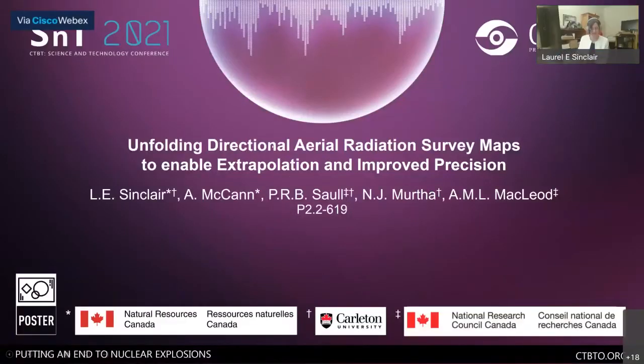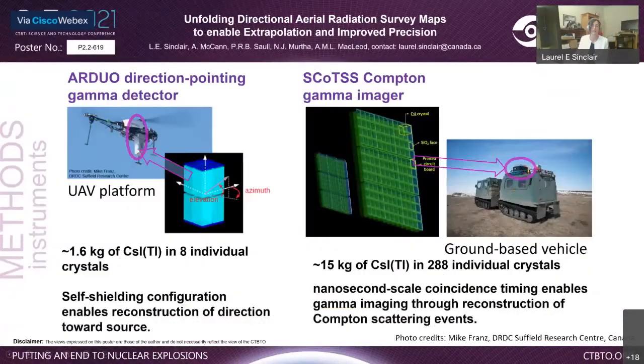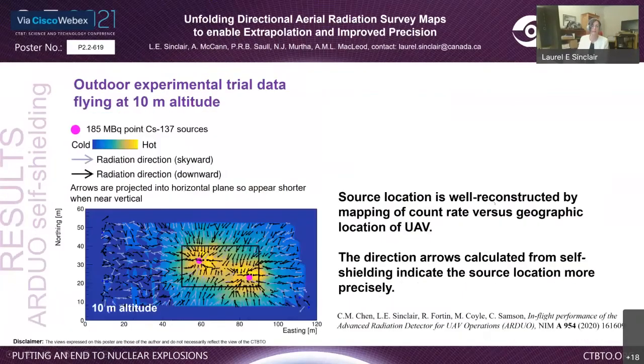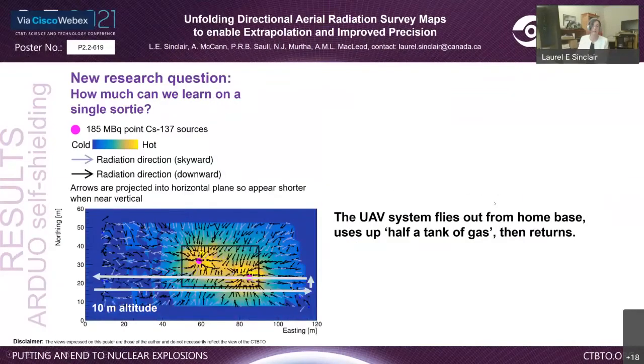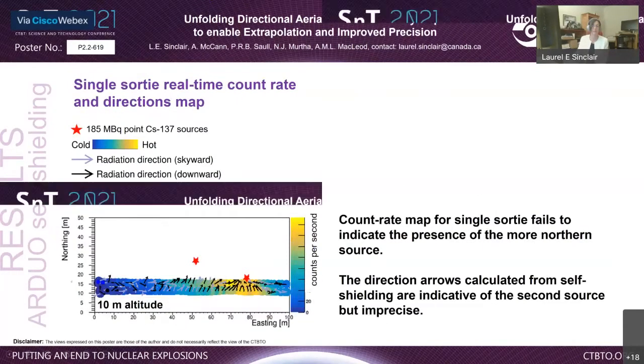Thank you. My name is Laurel Sinclair. I'm with the Canadian National Data Center. My poster is about a method to extrapolate and improve the precision of aerial radiation survey maps by inverting the measurement for the response of the system that made it. I've got some great data to show from 2 different measurement systems. One of those systems is a simple pointing detector that's based on self-shielding. The other one is a full Compton gamma imager. I can make a very quick presentation of one of the pieces of data.